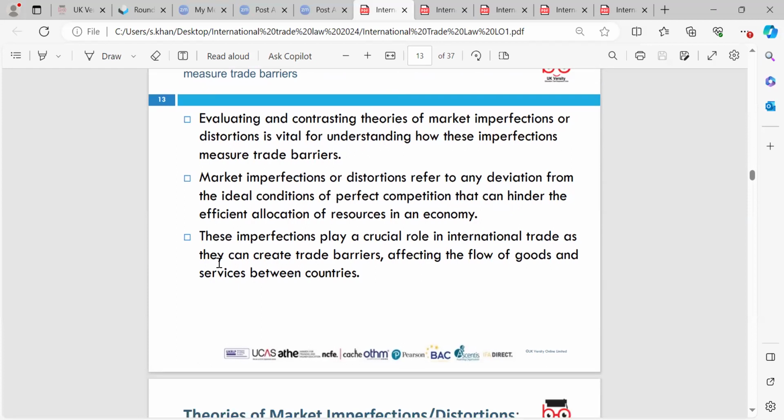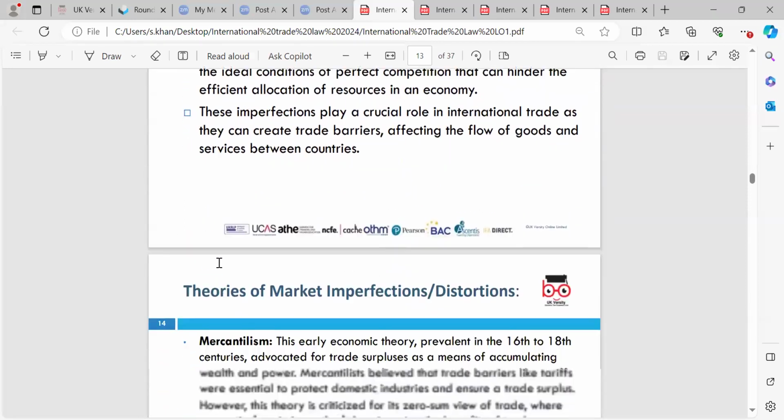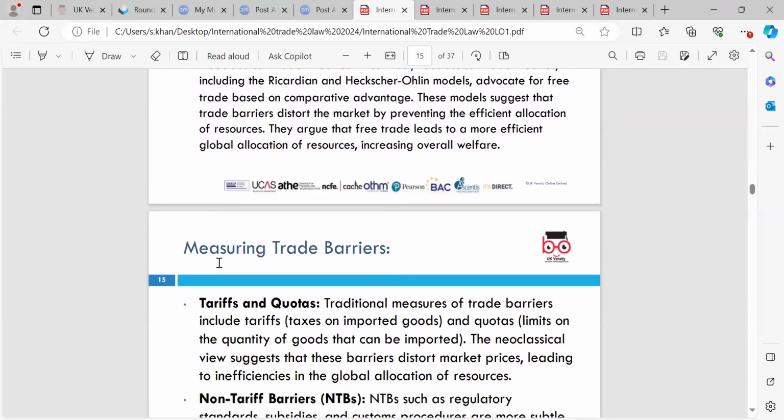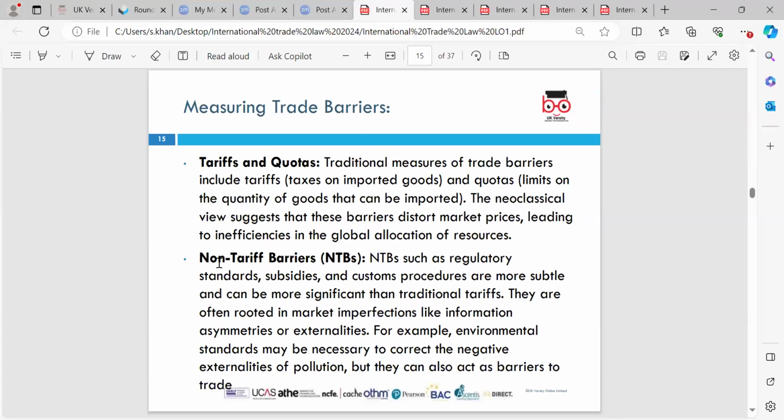We then went on to 1.2, which looked at evaluating and contrasting theories of market imperfections and distortions to measure trade barriers. And we looked at evaluating and contrasting theories of market imperfections or distortions and how it's so important for understanding the issues around trade barriers. We looked at theories of market imperfections and distortions such as mercantilism and neoclassical trade theories. We then went on to measuring trade barriers, and we looked at tariffs and quotas and non-tariff barriers.